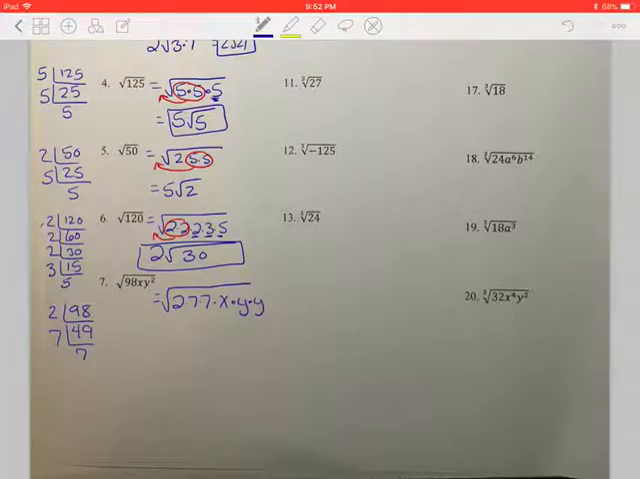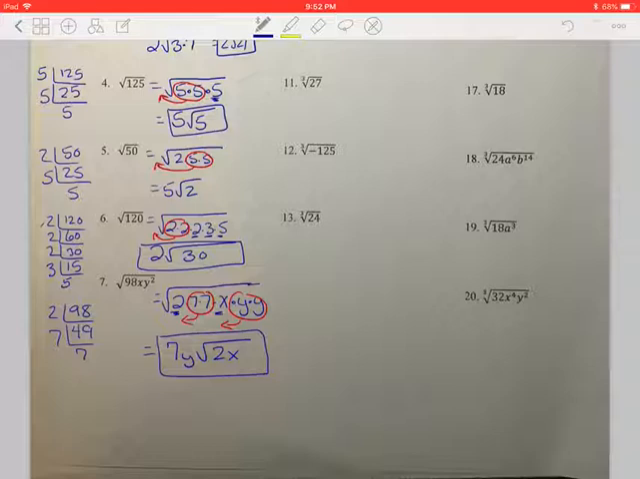as y times y. So then when I start looking for pairs, not only do I have a pair of 7's, I also have a pair of y's. So I'm going to bring out a 7, and I'm going to bring out a y. So I get 7y on the outside. Anything that didn't pair stays in, so 2x on the inside. So 7y times the square root of 2x.